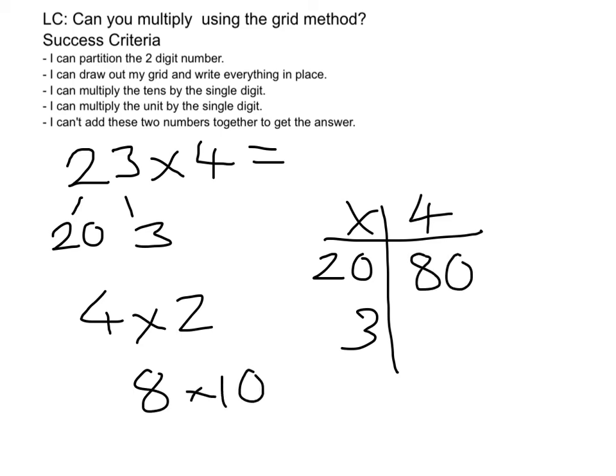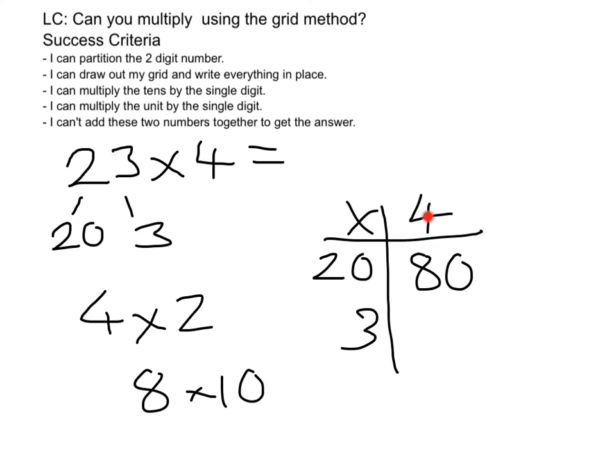So let me just say that again. I did 4 times 2, and that gave me 8, and then with the 10 that I had left over, I then multiply that answer. 8 times 10, that gives me 80. Okay, so it isn't too tricky.